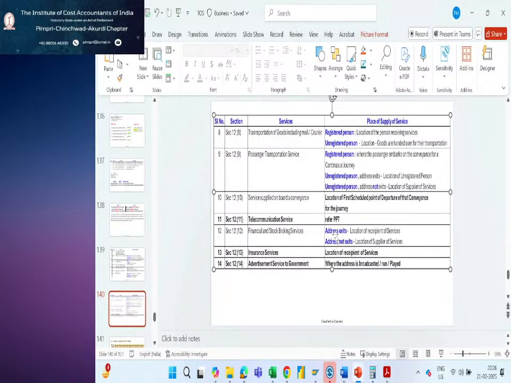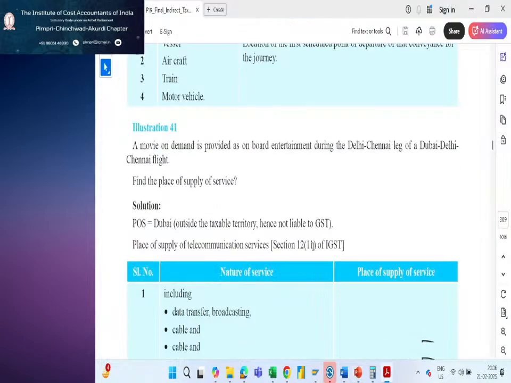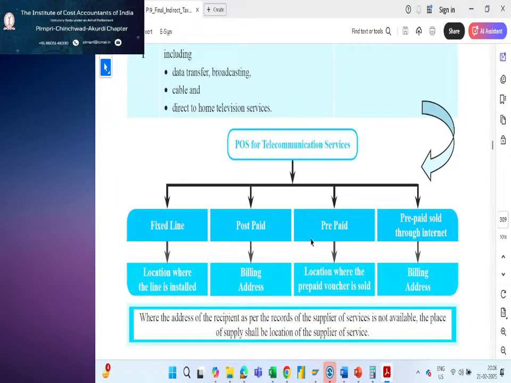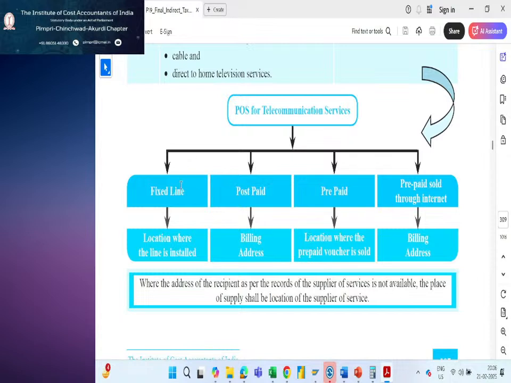So we have telecommunication services. Telecommunication services, it is bifurcated into 4, like fixed line, postpaid, prepaid, prepaid sold through internet. So location, if it is fixed line, the location where the line is installed. If postpaid, then the billing address.